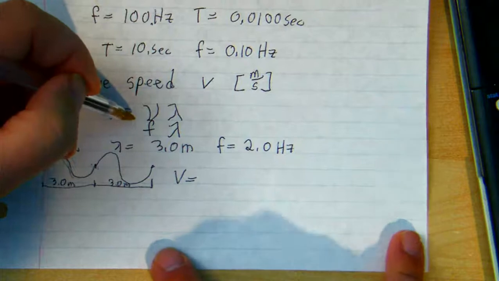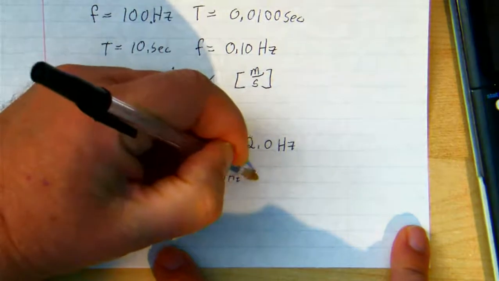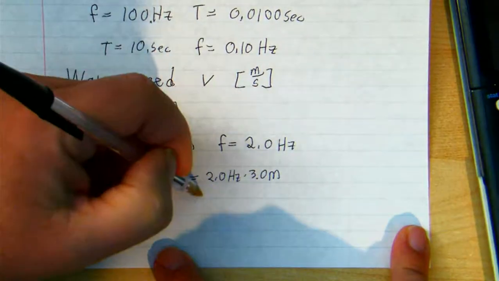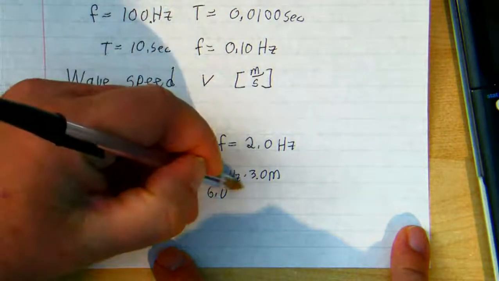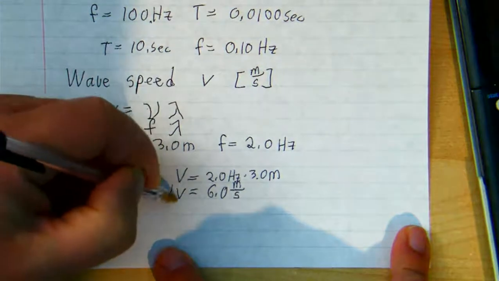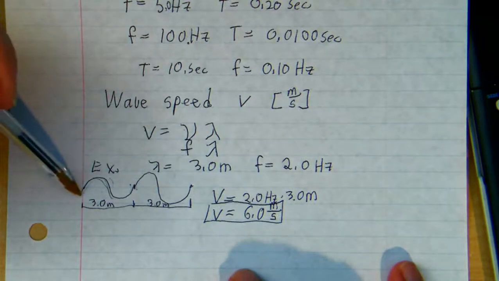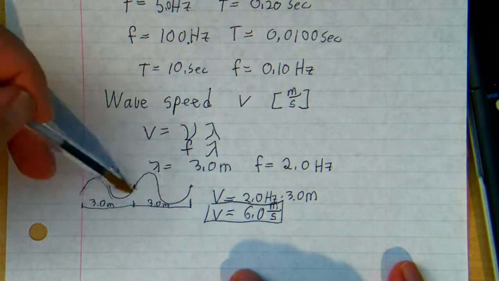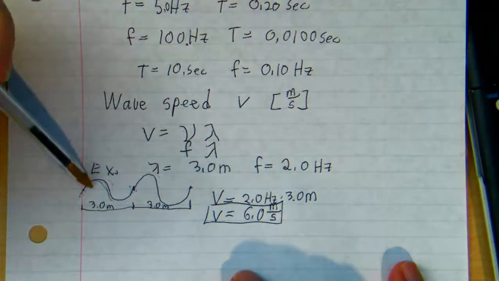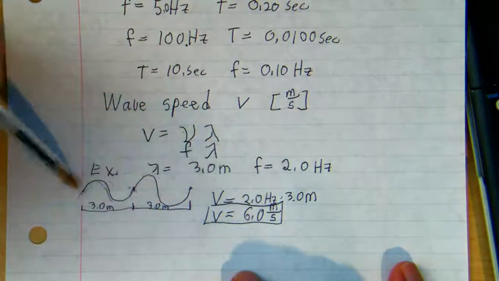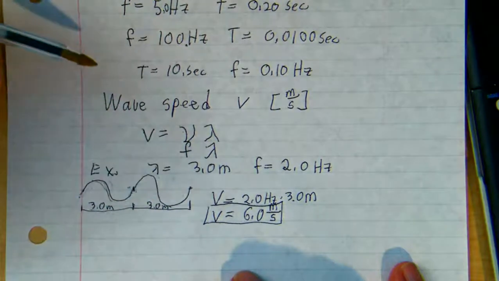and say, oh, okay, so 2 hertz times 3 meters is 6 meters per second, the speed at which this wave is going past my nose. Each wavelength is 3 meters, and 2 of them go by in each second. So that's 3 meters times 2 waves per second, which is 6 meters per second.